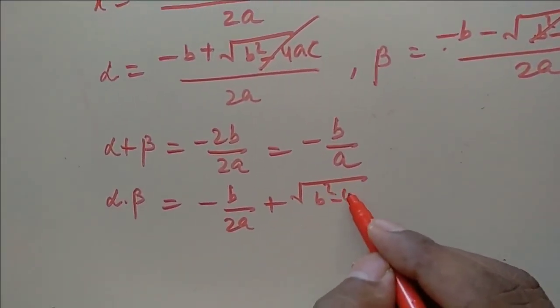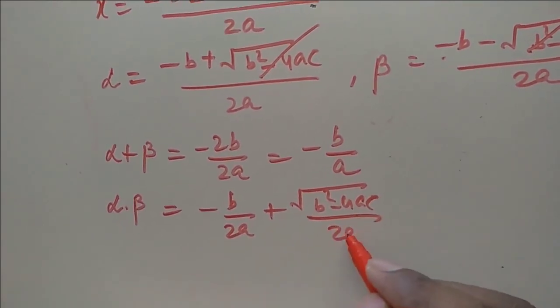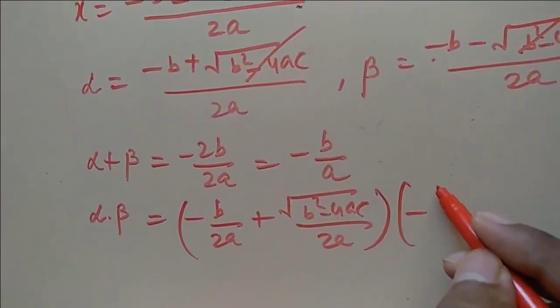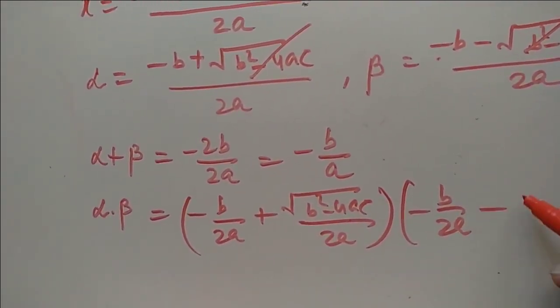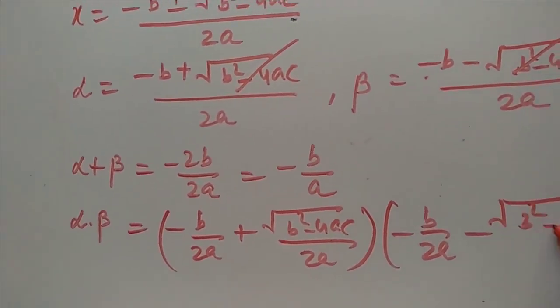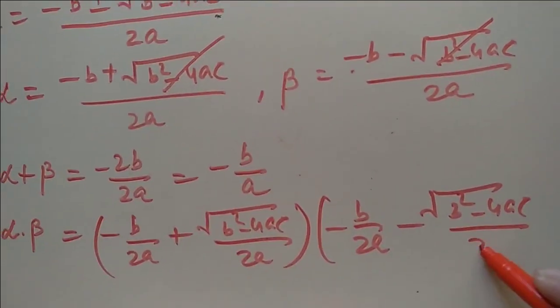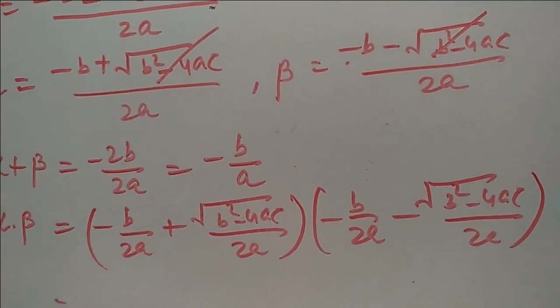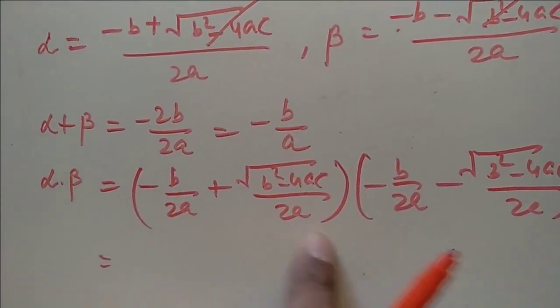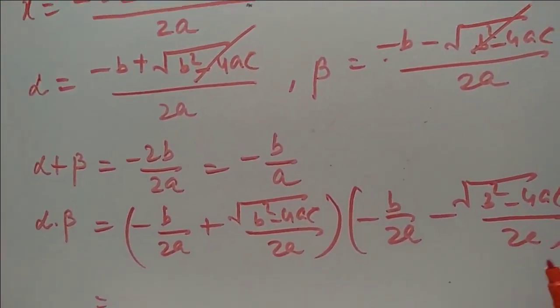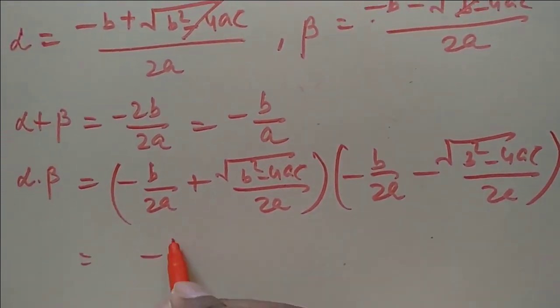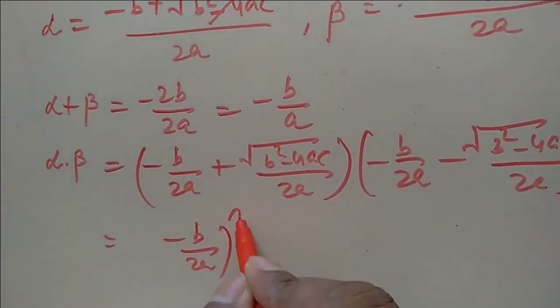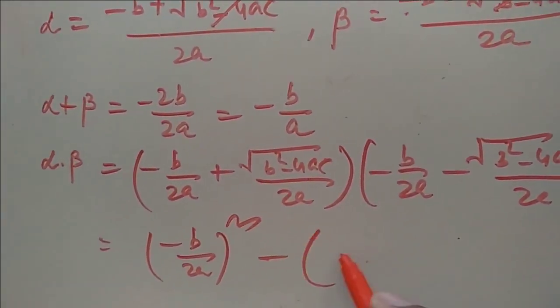And now if you multiply, the denominator becomes 4a square, and the numerator looks like a plus b and a minus b, their product gives a square minus b square. I broke it down in the form of a plus b and a minus b so that you can understand a square minus b square. So this becomes b square over 4a square.